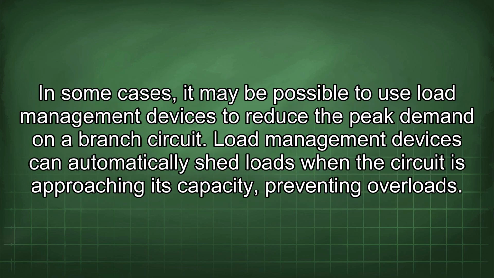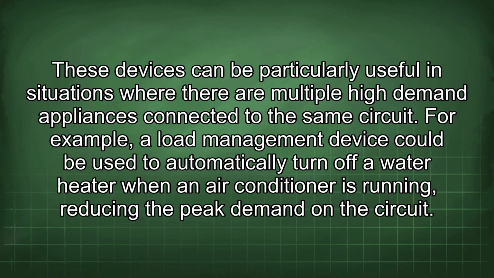In some cases, it may be possible to use load management devices to reduce the peak demand on a branch circuit. Load management devices can automatically shed loads when the circuit is approaching its capacity, preventing overloads. These devices can be particularly useful in situations where there are multiple high-demand appliances connected to the same circuit. For example, a load management device could be used to automatically turn off a water heater when an air conditioner is running, reducing the peak demand on the circuit.